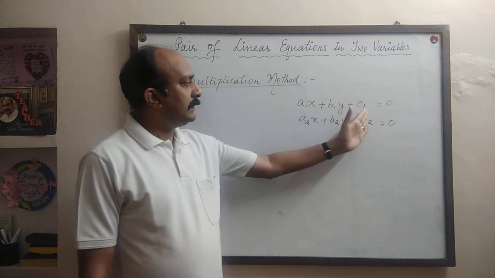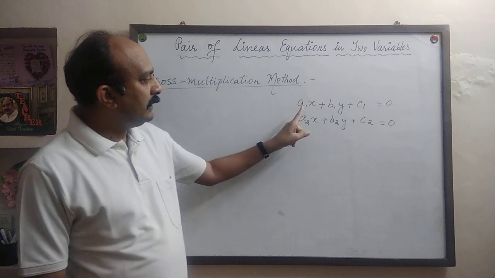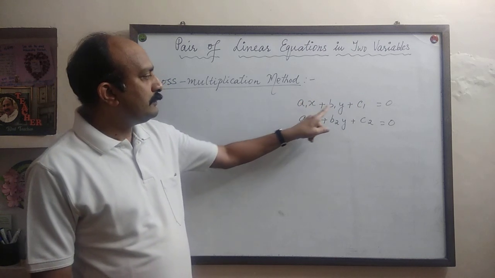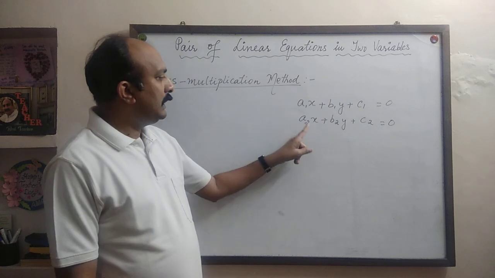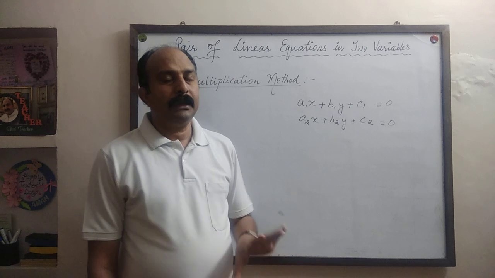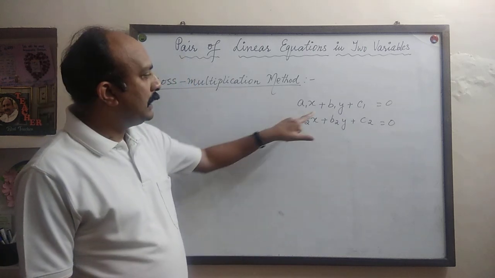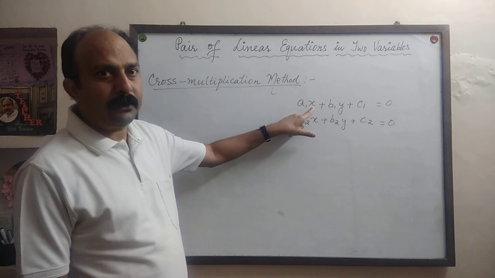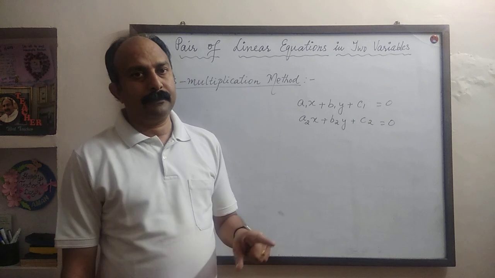Let us consider the general form of a pair of linear equations in two variables. The first equation, a1x plus b1y plus c1 equal to 0. Second equation, a2x plus b2y plus c2 equal to 0. Now we are going to learn by cross multiplication method how we can solve this pair of linear equations and find the values of x and y.